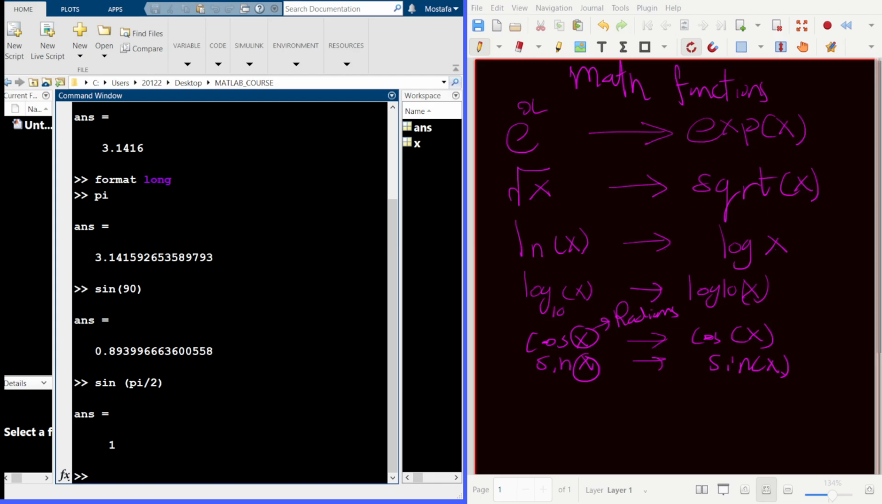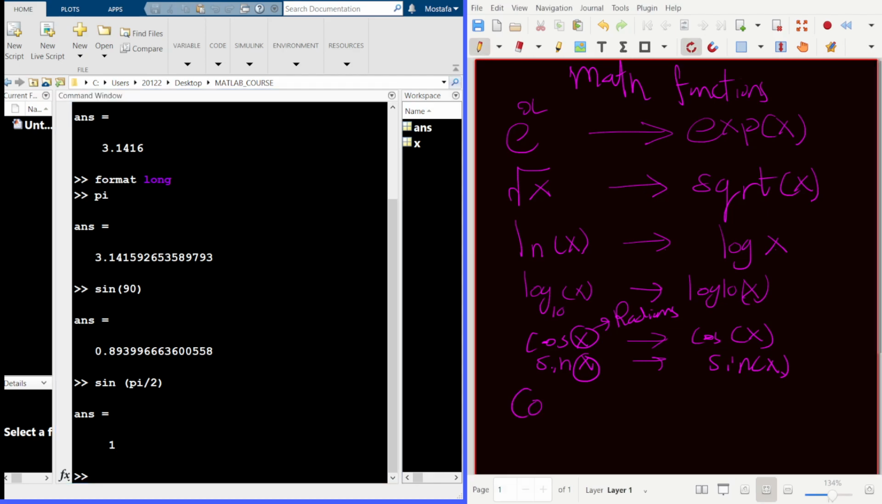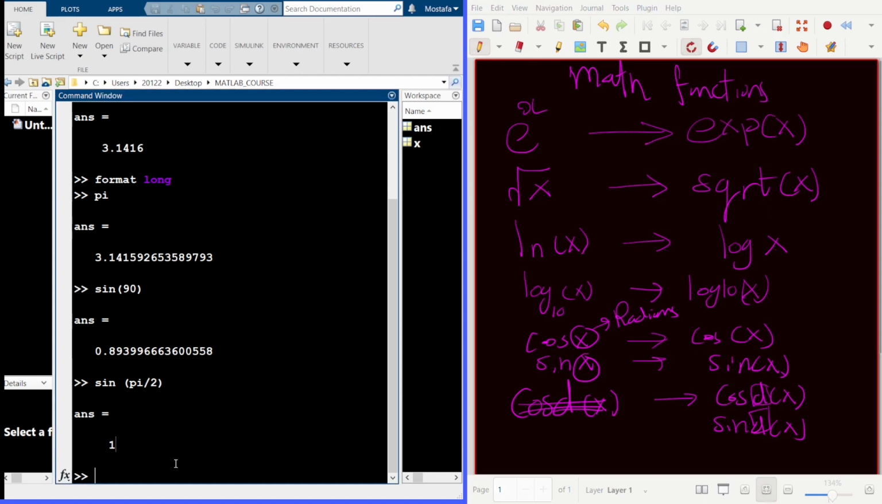But suppose someone is interested in a version that deals with angles in degrees. So there is cosd of x. Oh, sorry, we should have written this on the other side here. There is cosd of x. There is also sind of x, where the d here just means degrees. And in that case, if I go back to the command window of MATLAB and type sind of 90, I will get the expected 1.